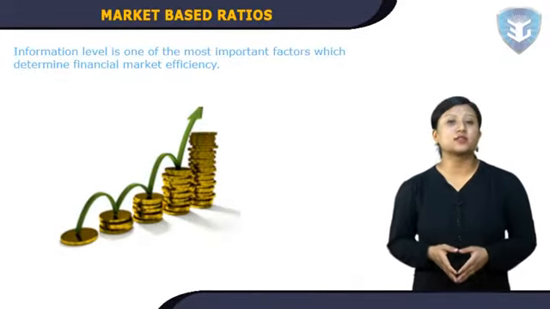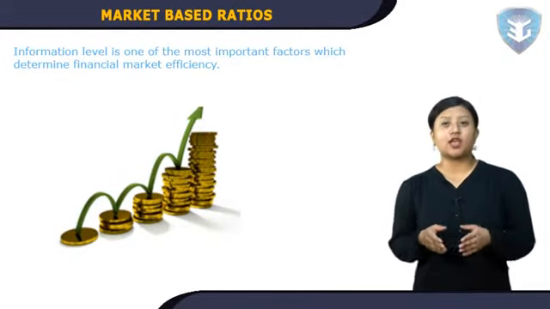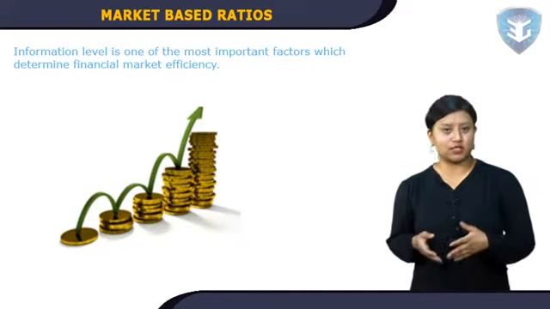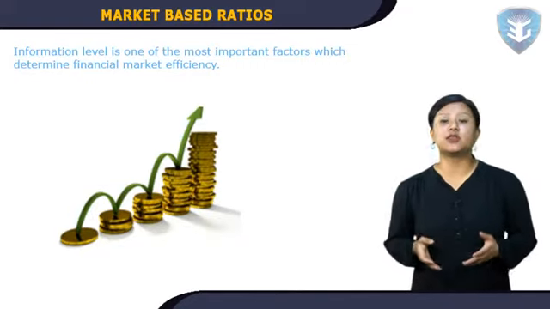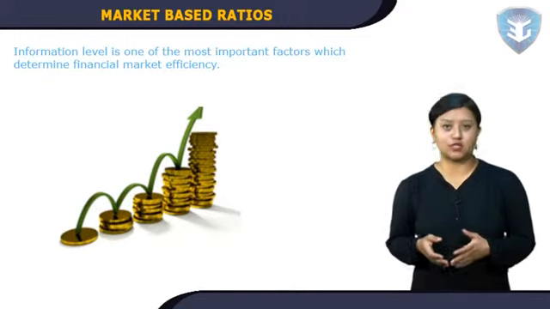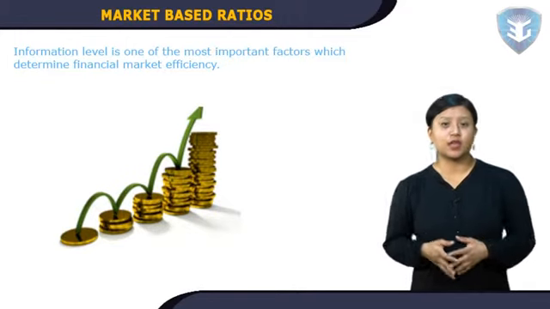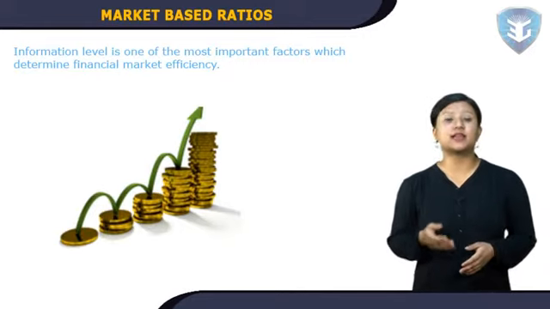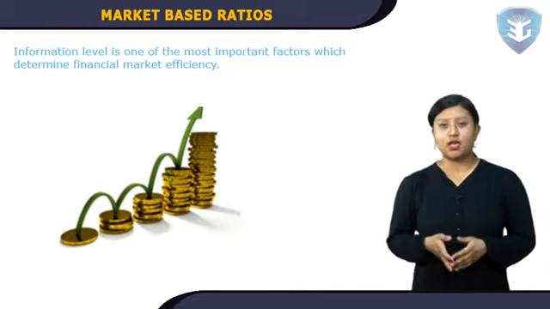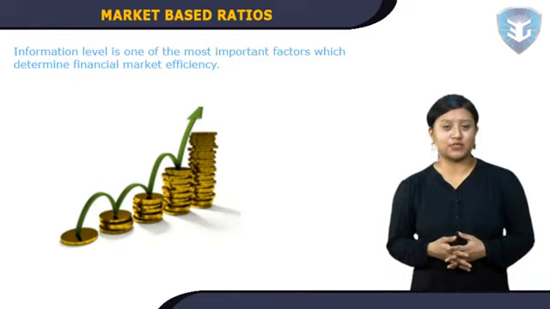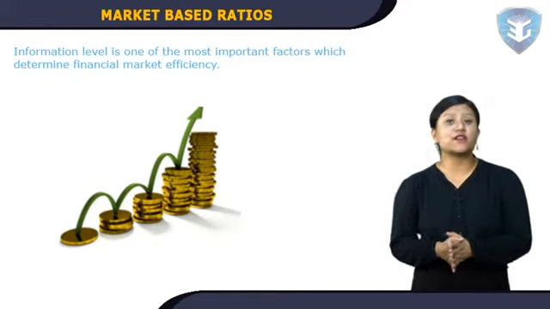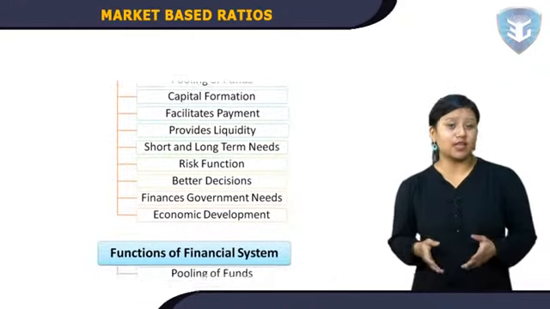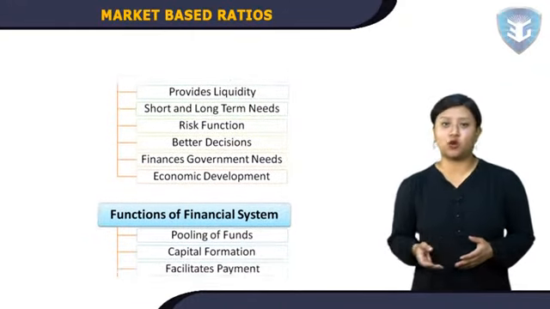Let's start with the concept of market-based ratios. Information level is one of the most important factors which determine financial market efficiency. Investors can increase their profits according to the impact of this information on stock prices. An efficient market is one in which investors cannot profit by using the existing information in the market. Information gathering from financial tables is the basic information which investors use in investing. Through financial ratios from these financial tables, investors seek the way to get abnormal returns.